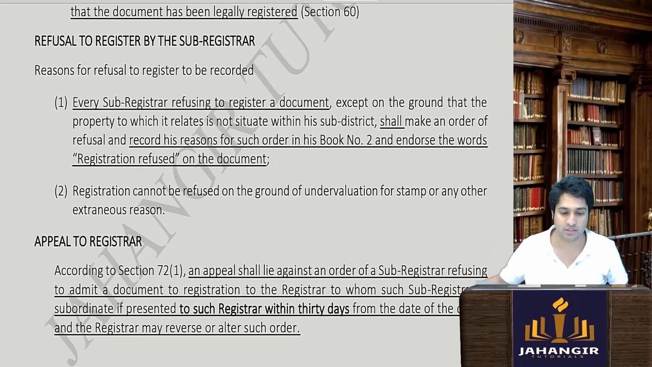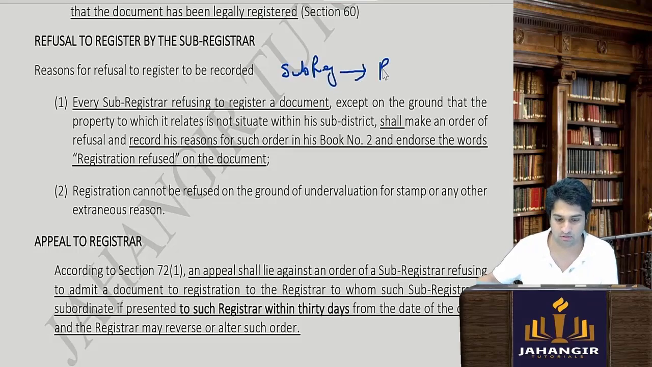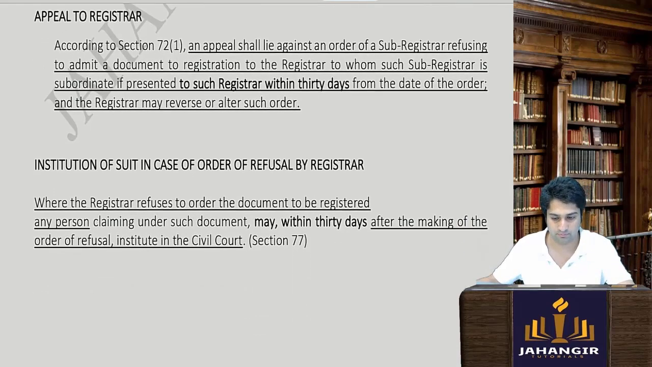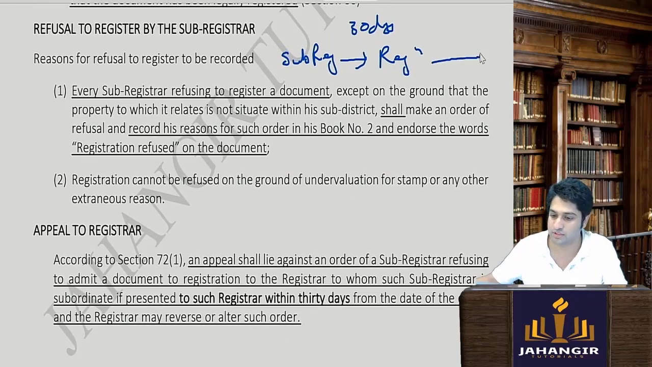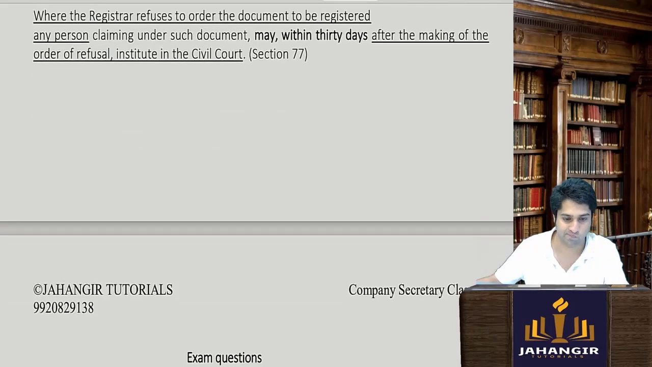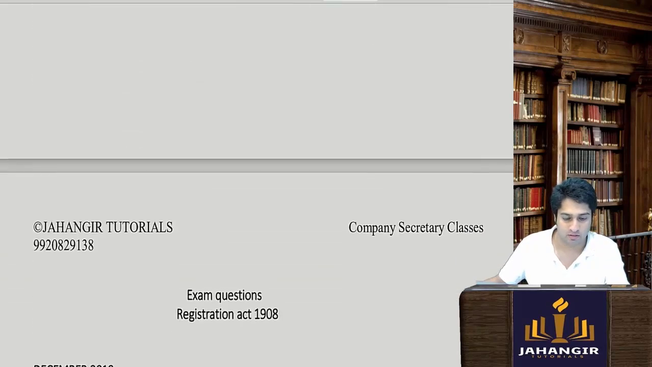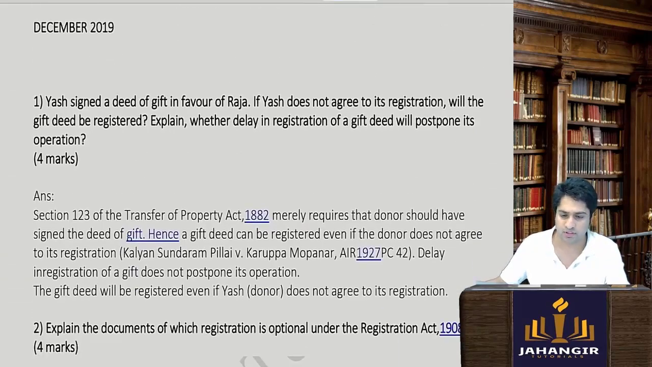If refusal is done, then from the sub-registrar you can go to the registrar within 30 days. And if the registrar also refuses the registration, then you can go to the civil court within 30 days. And that is it. The exam questions are very simple.